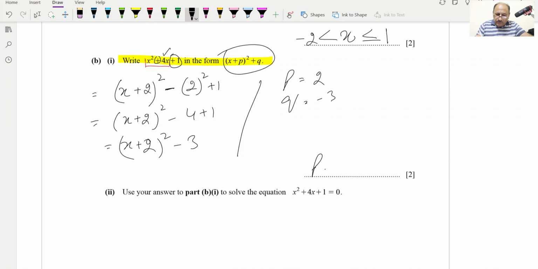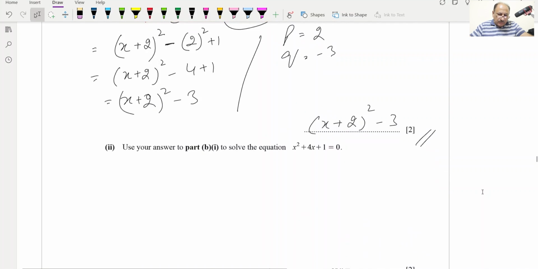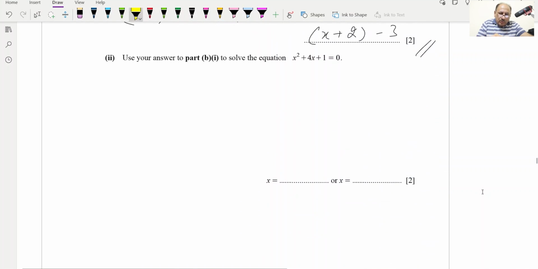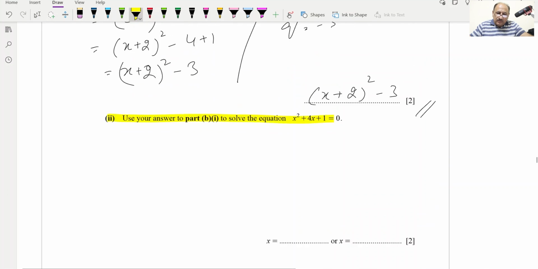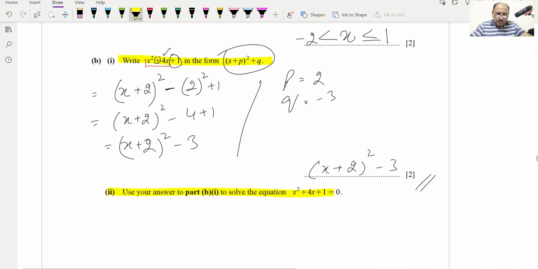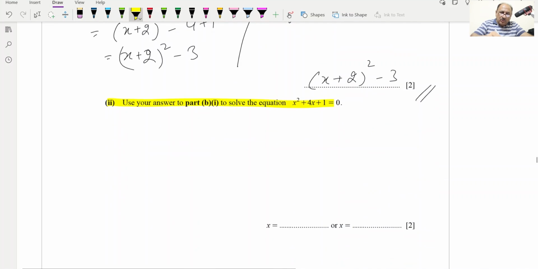Or we can write the equation as (x + 2)² − 3, a 2 mark question, which we have done. Then they are saying use your answer to part B1 to solve the equation, the same equation, equal to 0. So the answer which we got, we will be utilizing this one: (x + 2)² − 3 is equal to 0.